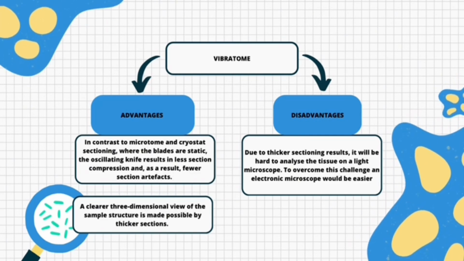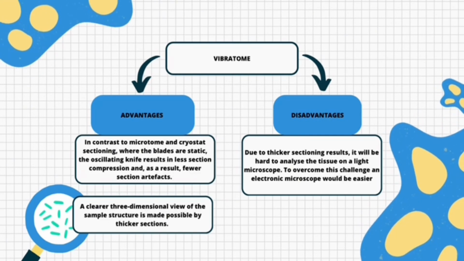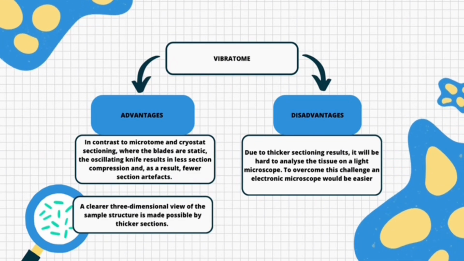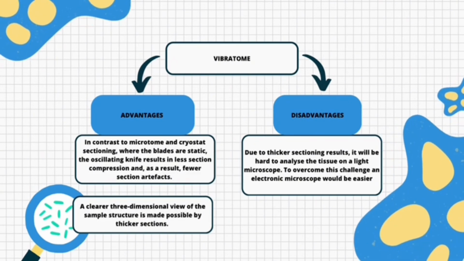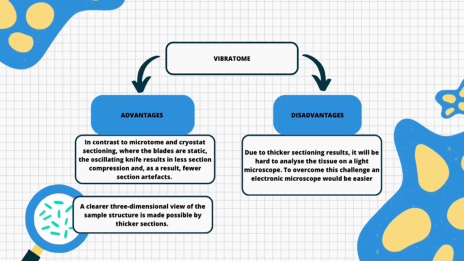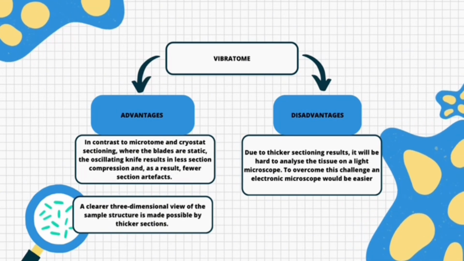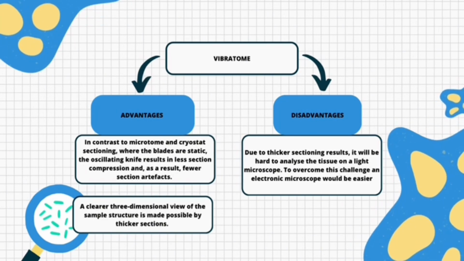For the advantages, in contrast to microtome and cryostat sectioning, where the blades are static, the oscillating knife results in less section compression and fewer section artifacts. And a clearer three-dimensional view of the sample structure is made possible by thicker sections.